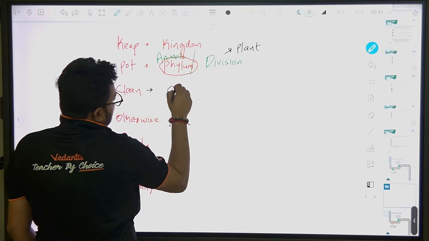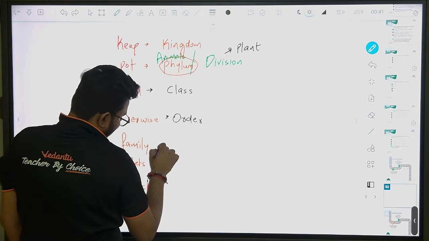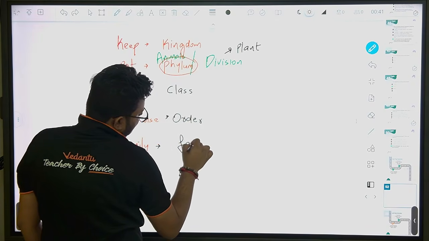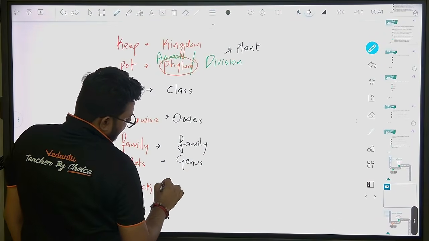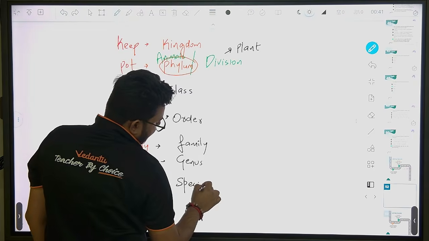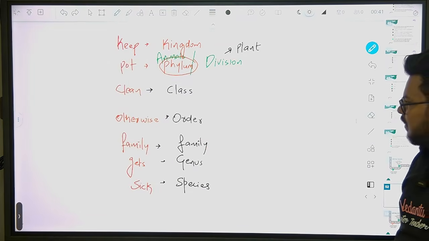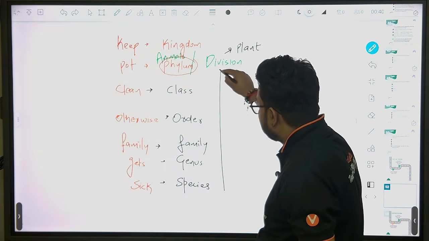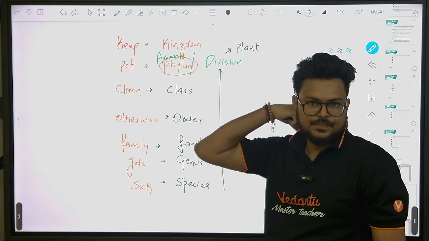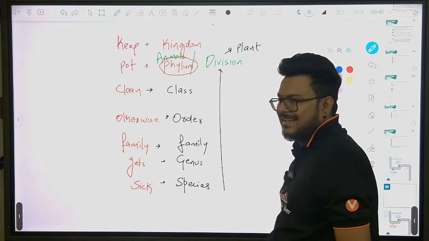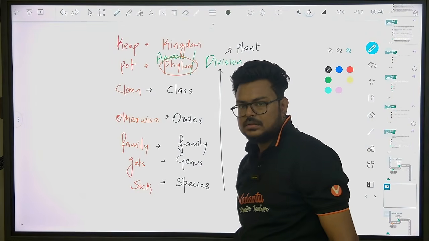Keep pot clean: it will be class. Then we will have order, obviously, then family again. Then we have genus, and the last one is species. When we are moving from the lower side of the hierarchy towards the upper side, the number of common characters reduces.